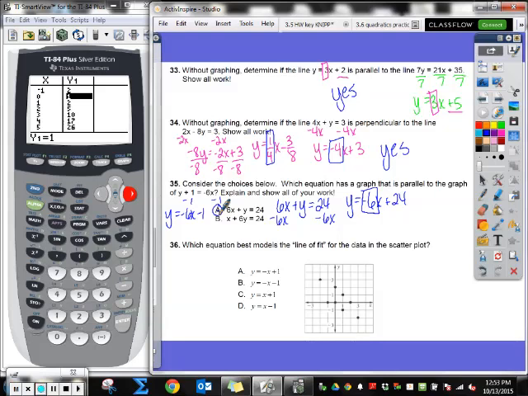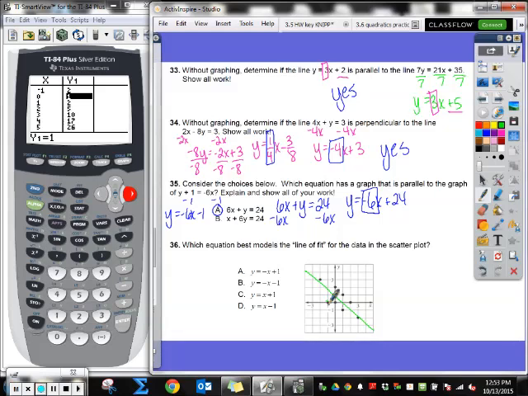Now for 36, which equation best models the line of best fit for the data in the scatter plot? So this is kind of old school where we're going to estimate our line of best fit, and it's hard for me because of my shadow, but the key is you want to have the same number of points above the line and below the line. So that's pretty good. I have 1, 2, 3, 4 above and 1, 2, 3, 4 below. And now I'm just going to see which one matches.